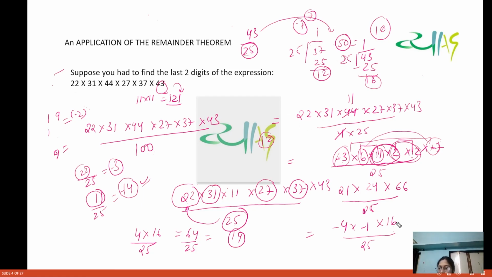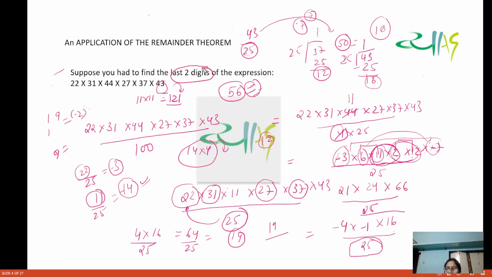Okay, so I am getting 14 as remainder when I am dividing this by 25. But we will get 56 as remainder, because we already cancelled this 4. So we have to multiply this 4 again, because we cancelled this 4. So the real remainder will be 56 when divided by 100, because we have to find the last two digits of the expression. So that will be 56.